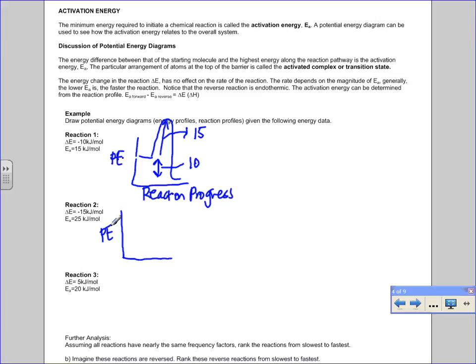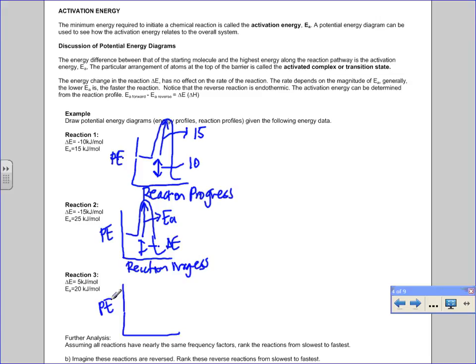So in this second example, the activation energy is 25. That's the difference between the amount of energy of the reactants and the amount of energy of the activated complex. So that's my EA. And then the change in energy overall is 15 in this case. When we say reaction progress, that could be monitoring the reaction over time. It's also possible for us to monitor, for example, the bond lengths of a particular reaction. So that's why we are a little bit general in our words there.